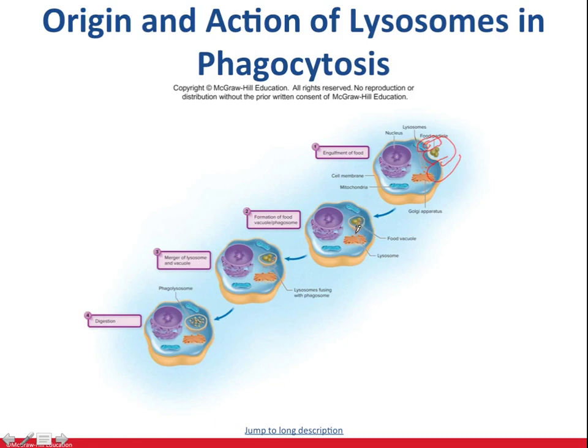Then the lysosome fuses with this. This is called a vacuole. The lysosome fuses with the vacuole to release the enzyme, and that's called a lysozyme, to digest these particles, and then the organic material can be reused. So the food particle is gone.